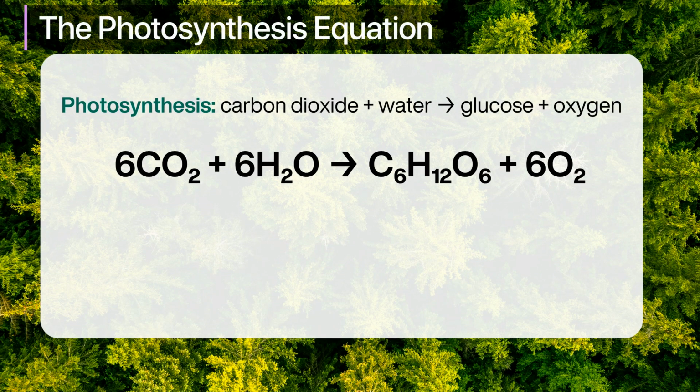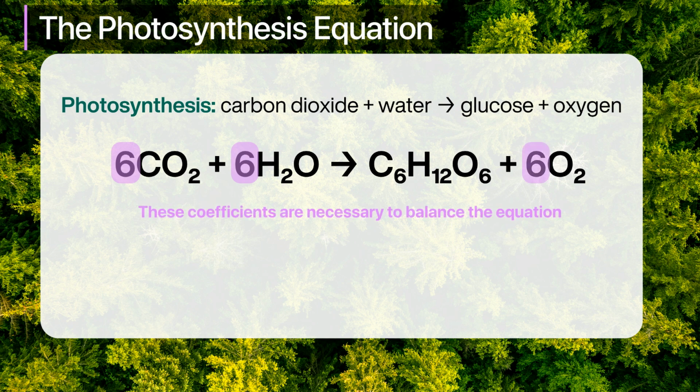The overall equation for photosynthesis can be represented as carbon dioxide plus water becomes glucose plus oxygen, requiring light energy to occur. This equation can also be written using the following chemical equation: 6CO2 plus 6H2O becomes C6H12O6 plus 6O2. Notice that there is a coefficient of 6 in front of the carbon dioxide, water, and oxygen. This is to ensure the equation is balanced.